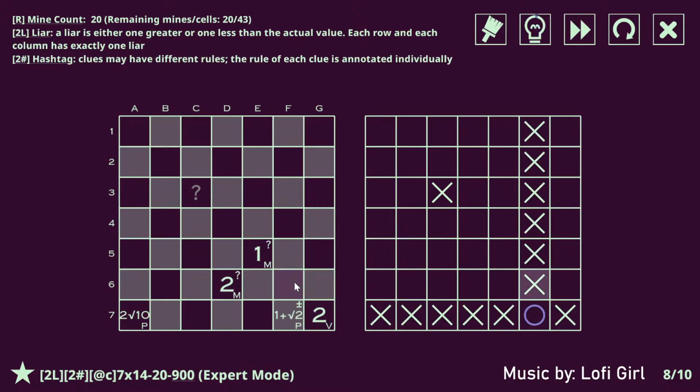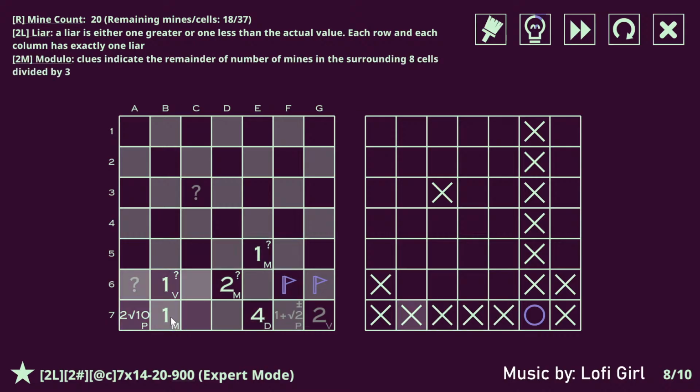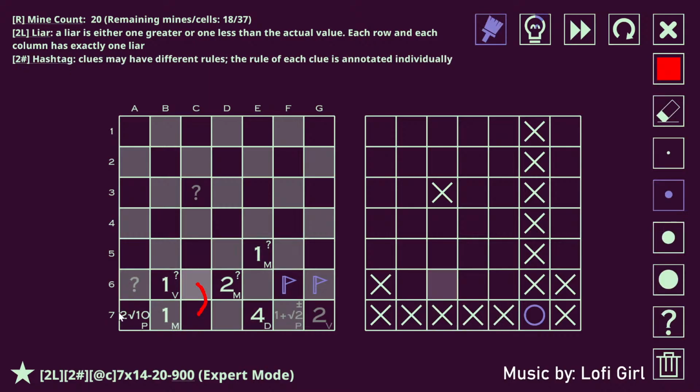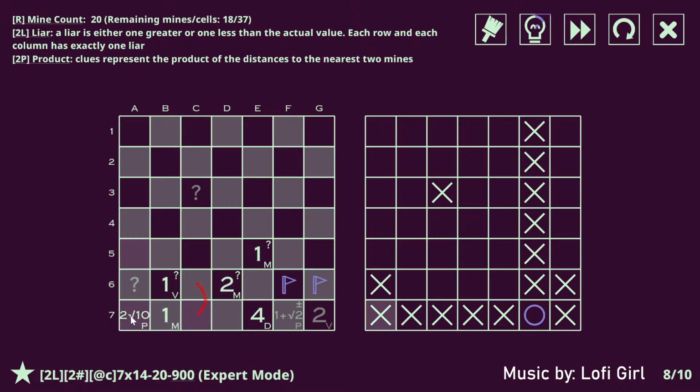Liar. Two phoenixes are both mines. This is a root 2, so that's empty. 2 root 10 already gives us information. 1 mod means 1 mine here. 2 root 10 is root 40. I really should make a list of notes based on what this can be.